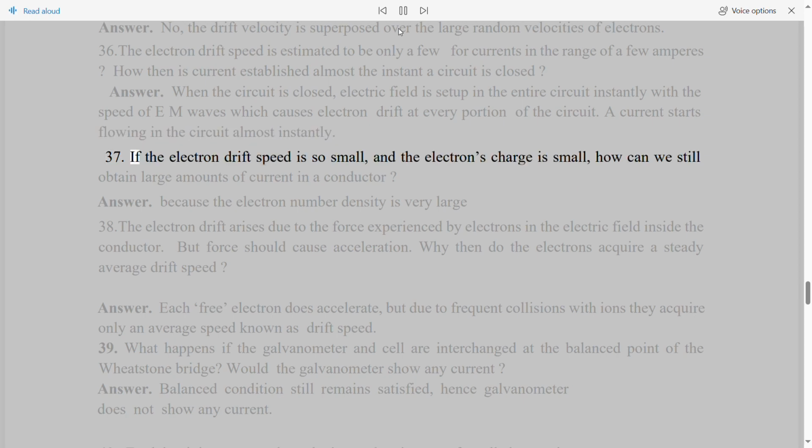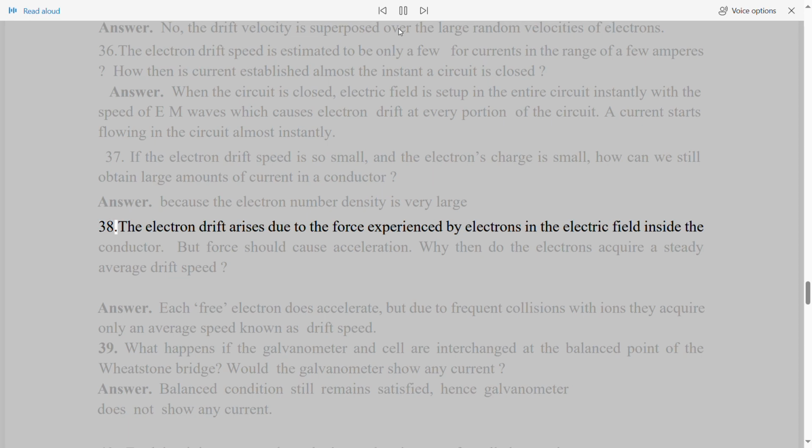37. If the electron drift speed is so small, and the electron's charge is small, how can we still obtain large amounts of current in a conductor? Answer: Because the electron number density is very large.